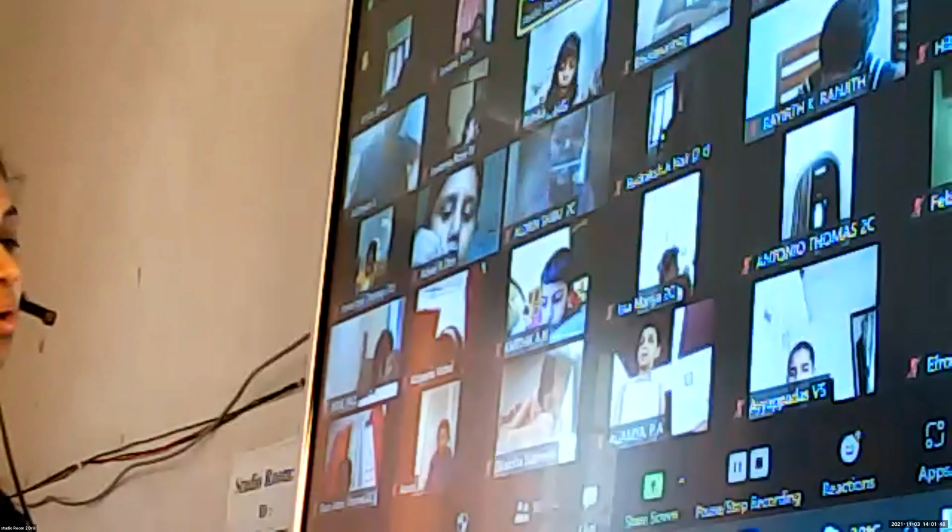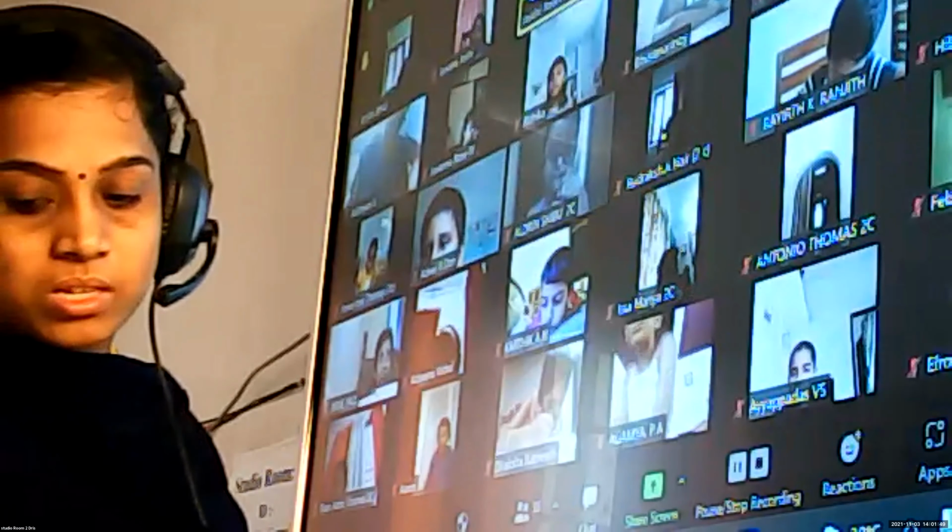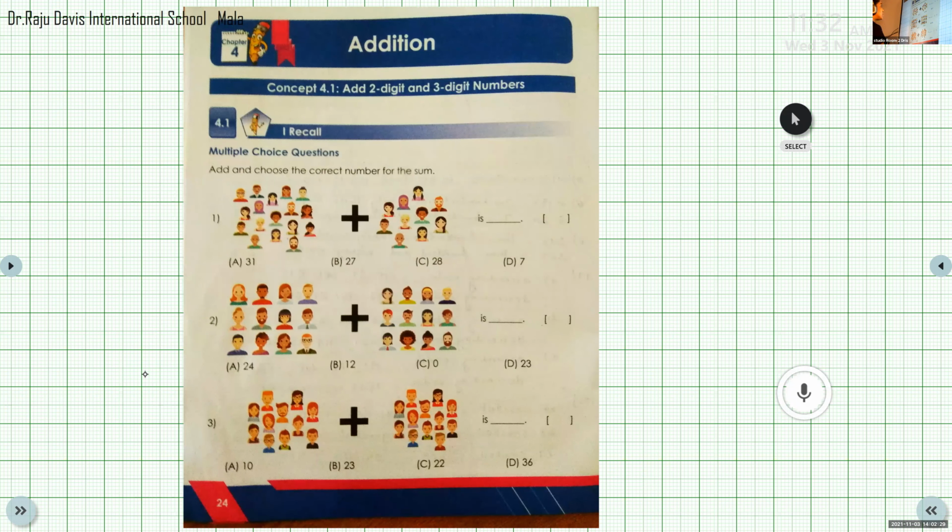So please. Okay, now all of you take your maths workbook, part 1, page number 24. Please take page number 24. This is page number 24. You can see some pictures on this screen. We are going to do the first one.